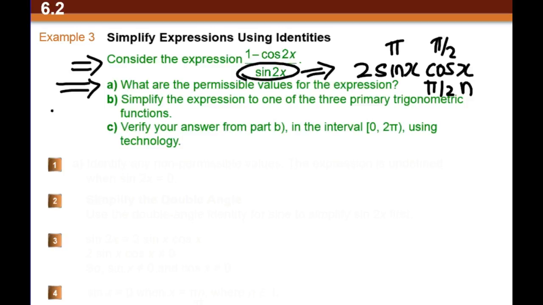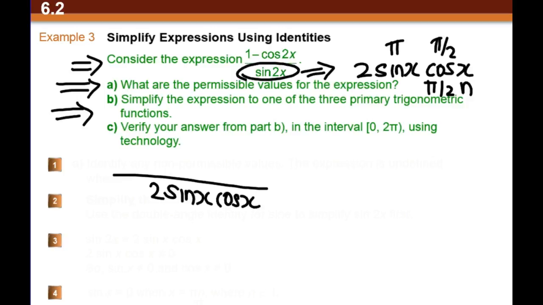Now we get to simplify this expression to one of the 3 primary trig functions. So we're trying to break it so that it's as simple as it possibly can be. Okay, so this was the part that I said I liked the most. So we already switched the bottom. So we can write the bottom as 2 sine x cos x, because that's the same thing as sine 2x. Okay, and what can we change the top to?